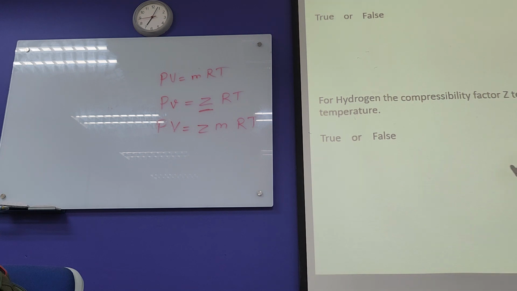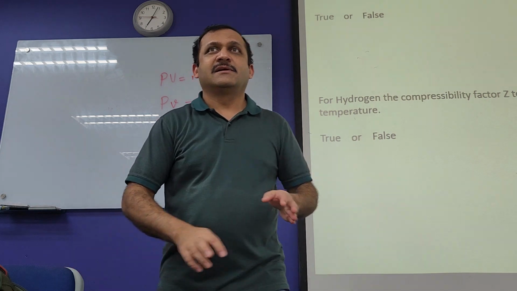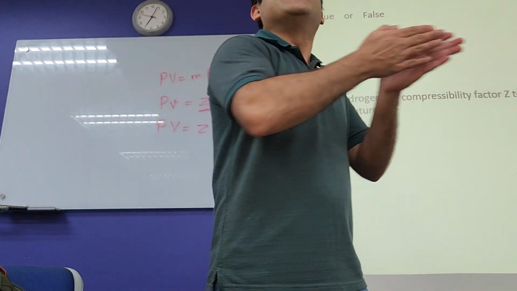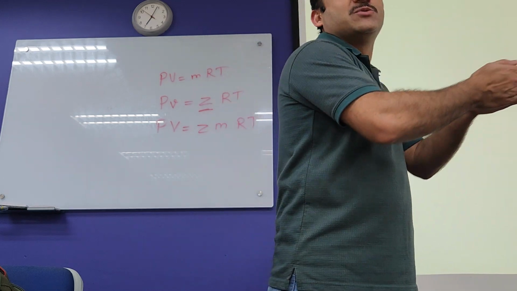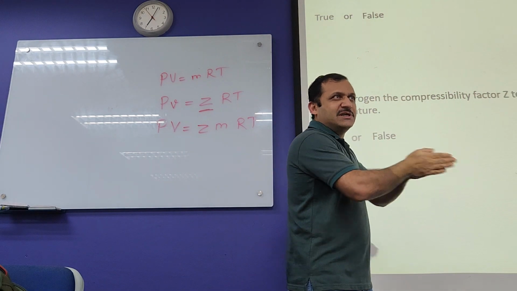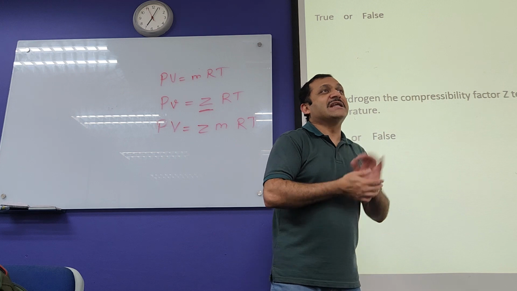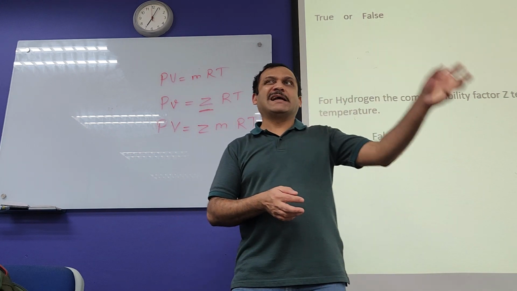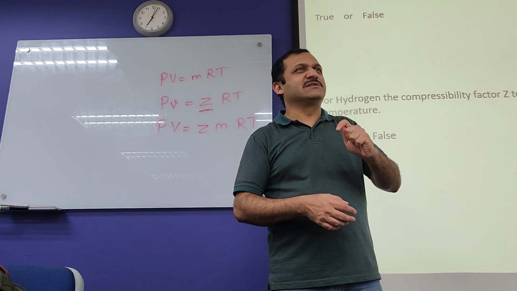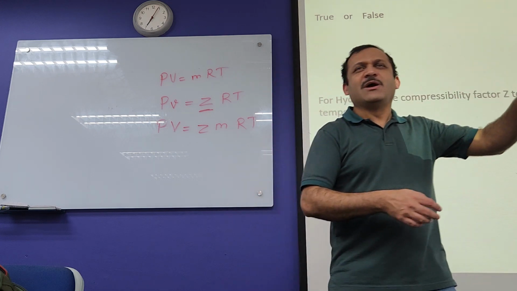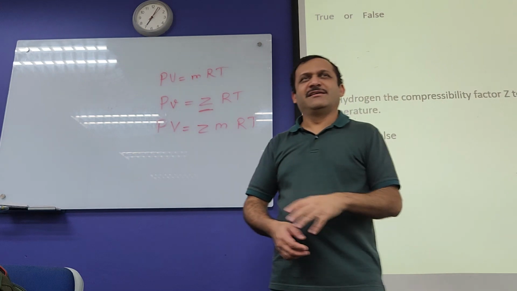Okay, so yes. What do you mean by tends to unity? Tends to means it's going towards 1. Unity means 1. Yes, it tends towards unity, and pressure tends towards 0. So it's not exactly 0. It might be 0.0001, and unity means it's not exactly 1. It's 0.99999.